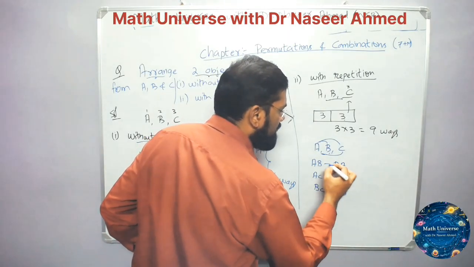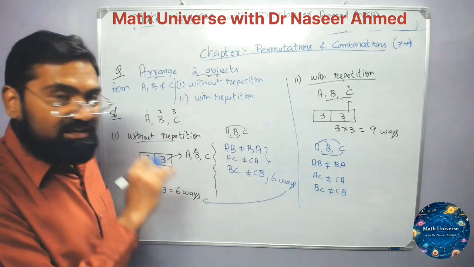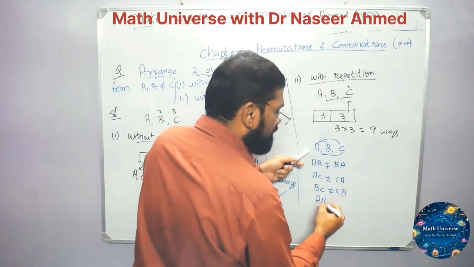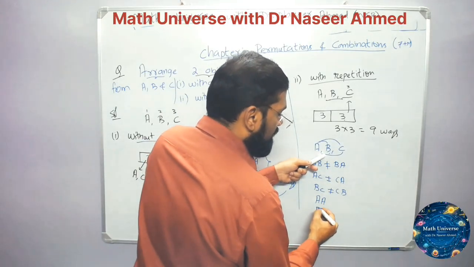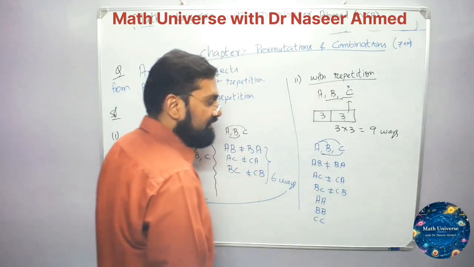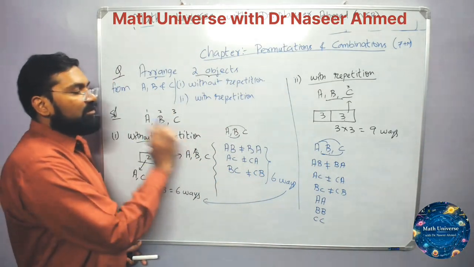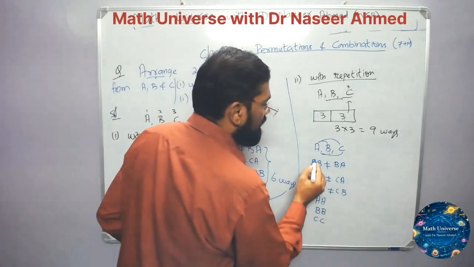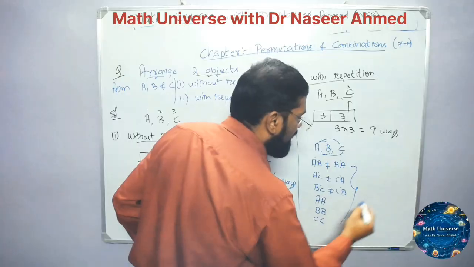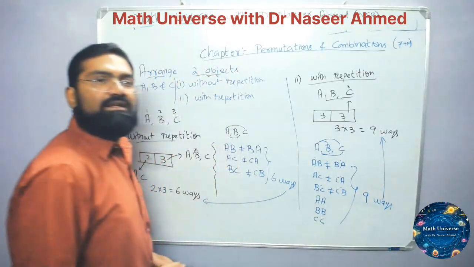So what is the difference? You got 6 only. No. Repetition allowed means I can arrange in first place A, second place also A. I can arrange B, again B, then C, again C. These 3 were not there here. Why? Because without repetition. So now count totally how many there are: 1, 2, 3, 4, 5, 6, 7, 8, 9. Totally 9 ways. That's what we got here.